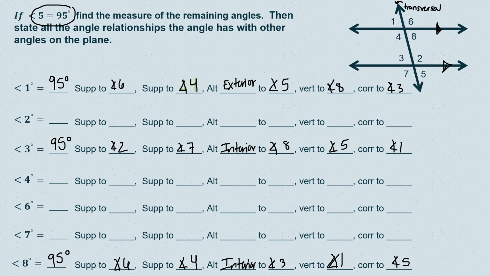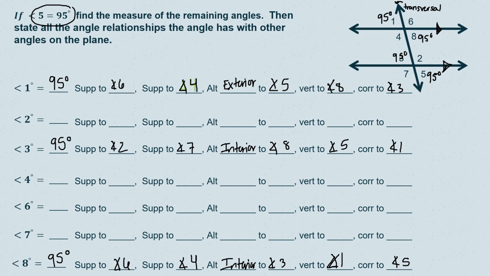So when you do these, 4 of the angles will be one measure and 4 will be another measure. Usually you'll have one acute angle and one obtuse angle. So we know that angle 1, angle 8, angle 3, and angle 5 are all 95 degrees. So how do I find my remaining 4 angles? That's where these supplementary angles are going to come into play.